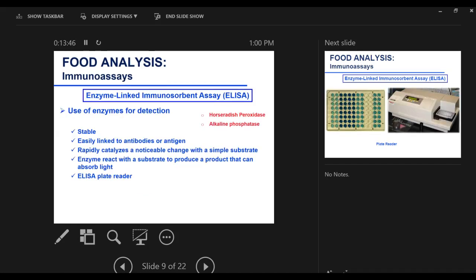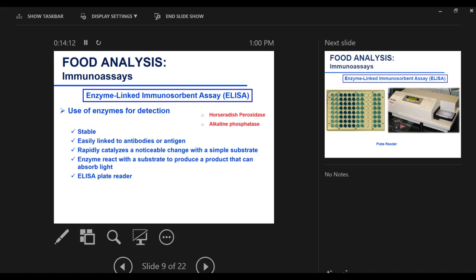So in an enzyme-linked assay or ELISA, what you have are specific enzymes that are fast-acting. The most common ones that are used are horseradish peroxidase and alkaline phosphatase. They are very stable enzymes and very fast-acting. They can convert substrate to products very quickly. And in an assay, you want something that works fast.